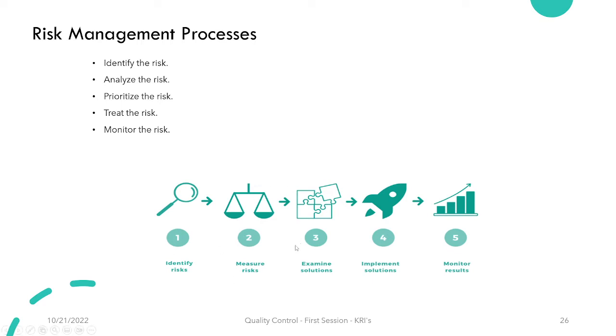Number two, how we can measure and analyze these risks. We already identified the risks and collected them. Now we need to measure them, and to understand the tools that we can use to measure these risks. Number three, we have to examine the solutions to solve the risks that we identified in the first place, which means we need to prioritize our risks.